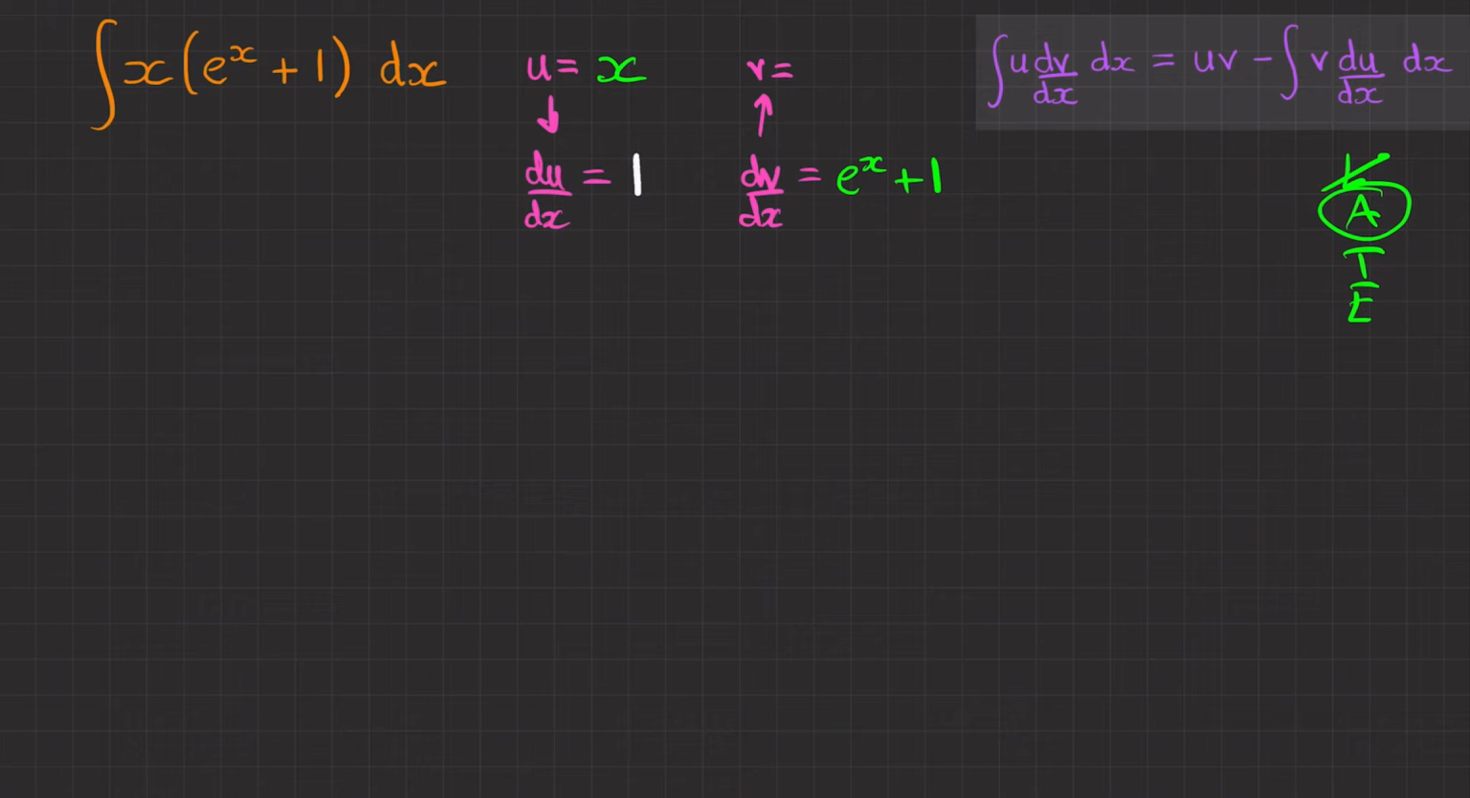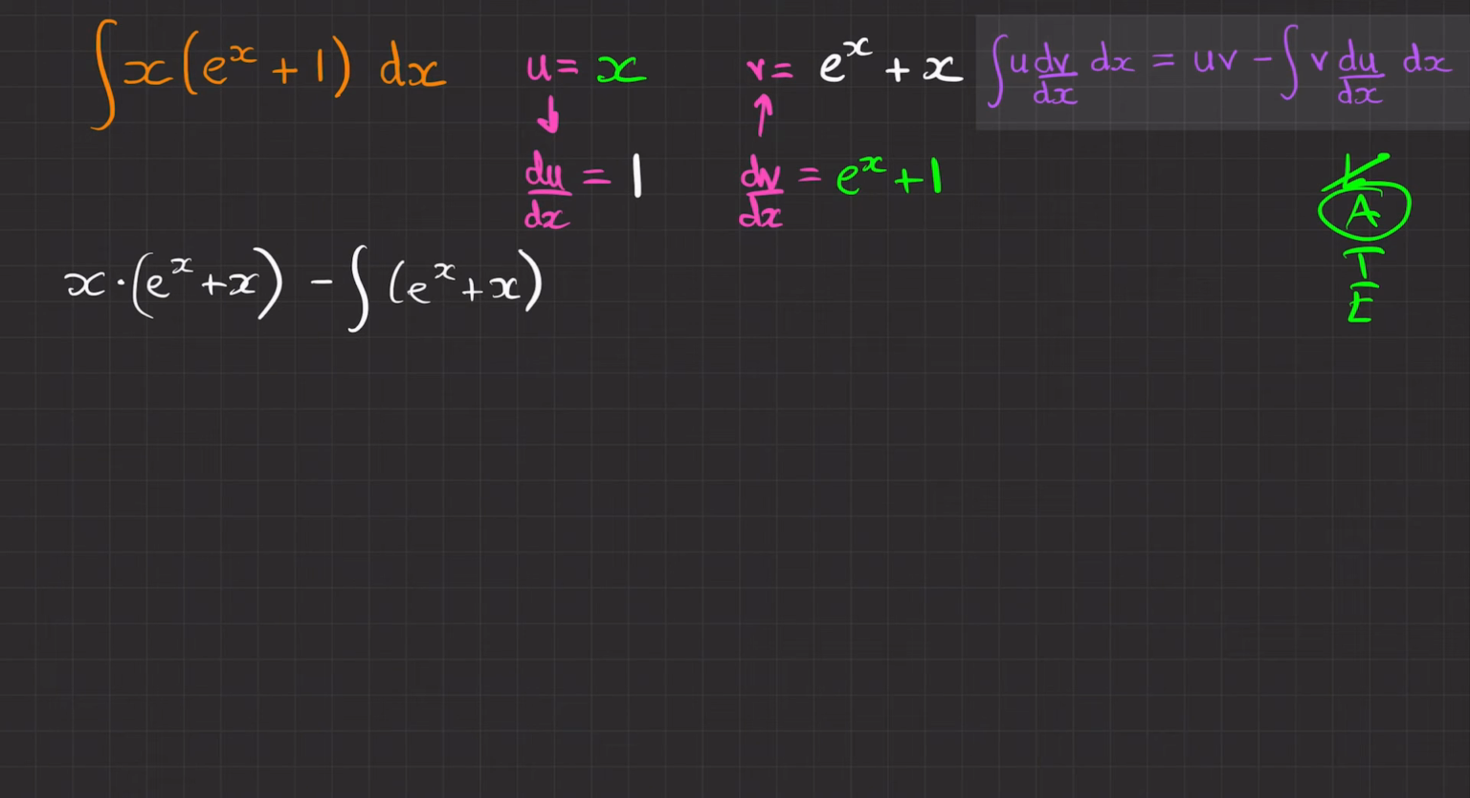x differentiates to 1, and dv by dx, well, we've got e to the x which integrates to e to the x, and 1 which integrates to x. We've found our values, now we need to input them into this part of the equation. So we have u, which is x, multiplied by v, which is e to the x plus x, minus the integral of v, which is e to the x plus x, all multiplied by du by dx, which is 1.